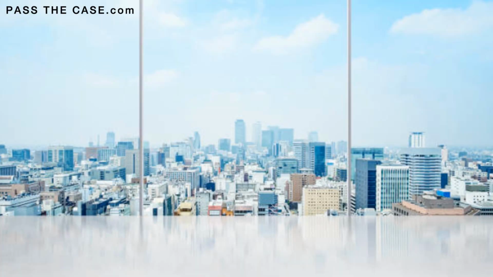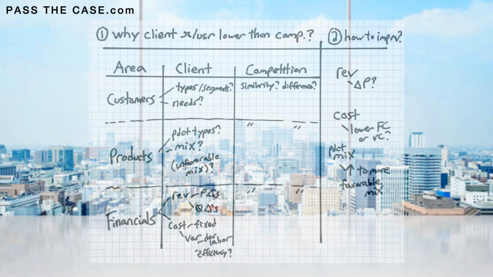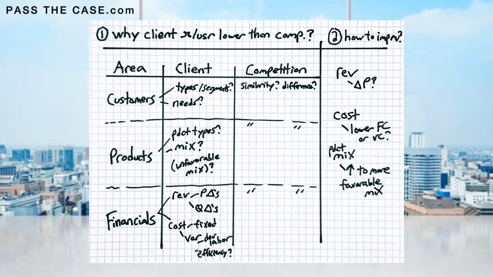Okay, to understand why profit per user is lower than the competition, I'd like to understand three main areas: our client's customers, its products, and financials. I then like to understand how these areas compare to that of the competition. Then once I have a fuller understanding, I'd recommend potential actions our client could take to improve profit per user, and this may include changing our pricing, lowering our costs, or moving to a more profitable product mix.